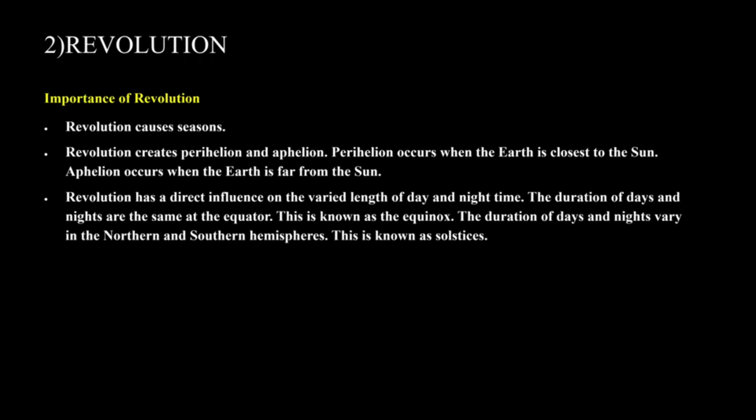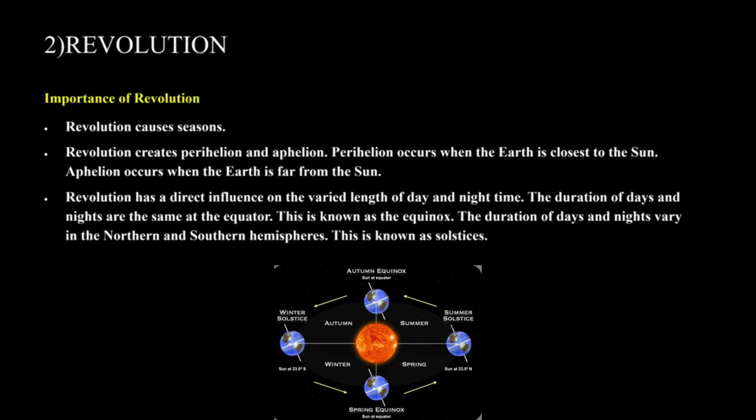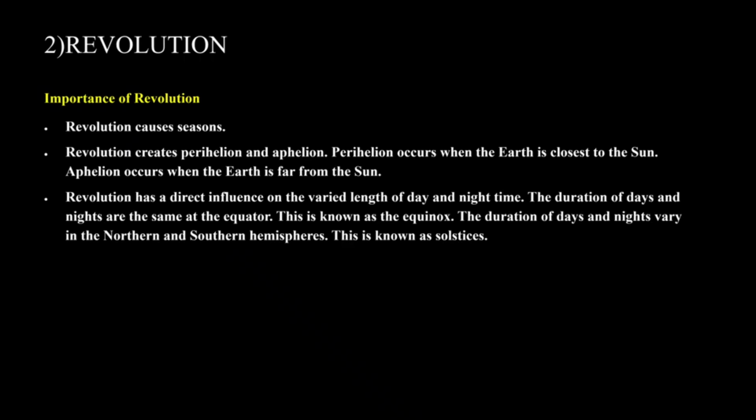The duration of days and nights vary in northern and southern hemisphere. This is known as solstice. I hope now you are clear about rotation and revolution. Rotation means turning on its own axis. Revolution occurs when one body moves around another.